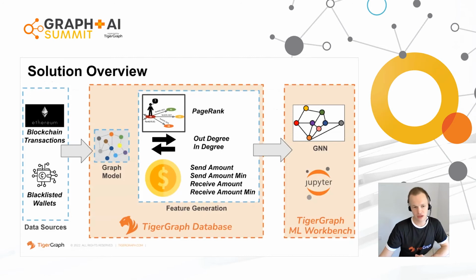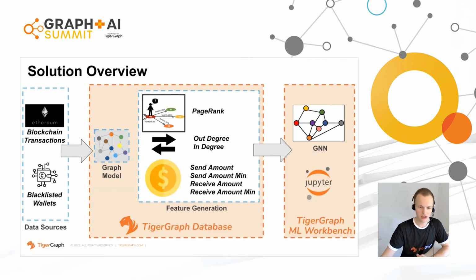Let me present the solution overview as well, so you could see it from left to right. On the left, we have the set of our data sources, and it consists of blockchain transactions. In this demo, we use Ethereum blockchain transactions, of course, not the full Ethereum, but just a particular block range. And on top of that, we have the set of blacklisted wallets, or phishing or fraudulent wallets, which we took from the dataset itself, and we collected them from open source databases like CryptoScamDB, EtherScamDB, etc.